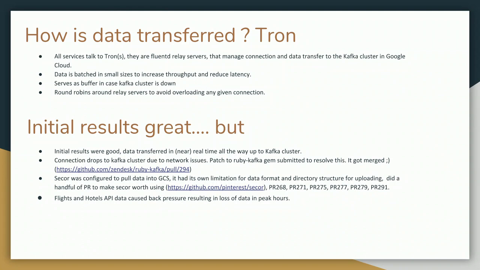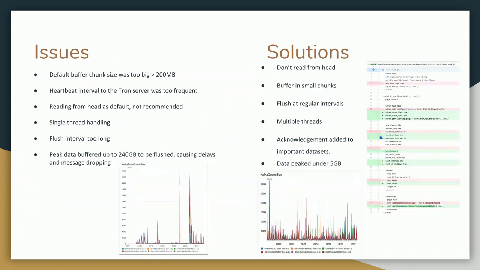Another thing we saw is that because we have a lot of flight and hotel searches, a lot of data comes in, a lot of fares, a lot of rates. We started seeing a lot of back pressure because there was so much data. Previously, we were doing batches, bigger files, and you would still push those out. But when you're streaming millions of events, you have to think about buffering and flushing all those events over the network. Initially, we had a buffer chunk size of 200 megs. We would actually buffer data up to 200 megs.